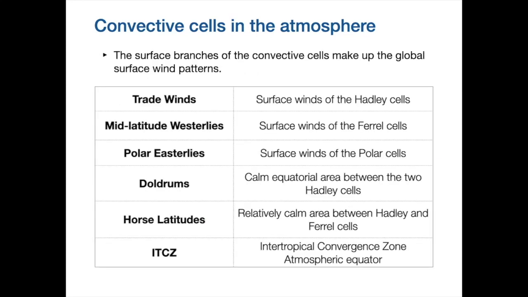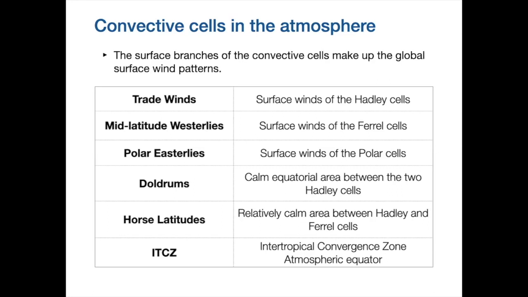So we've seen that the climatological winds are made up of several wind belts. In the tropics, we have the trade winds, so northeasterly in the northern hemisphere, southeasterly in the southern hemisphere. In the Ferrel cell, between about 30 degrees and 60 degrees, we have the mid-latitude westerlies, and then above 60 degrees in each hemisphere, we have the polar easterlies.